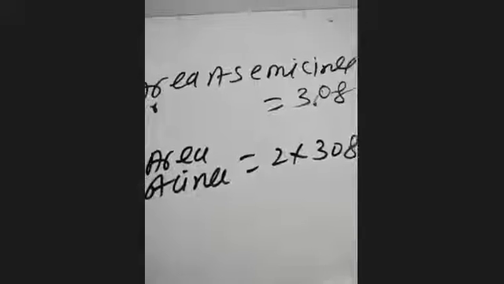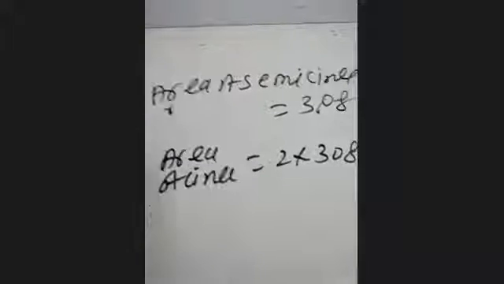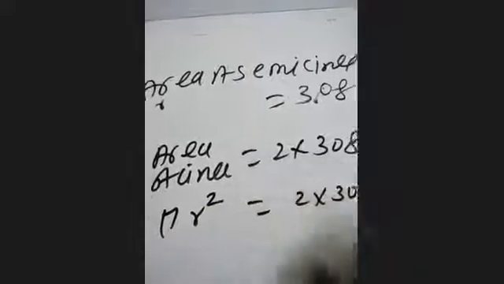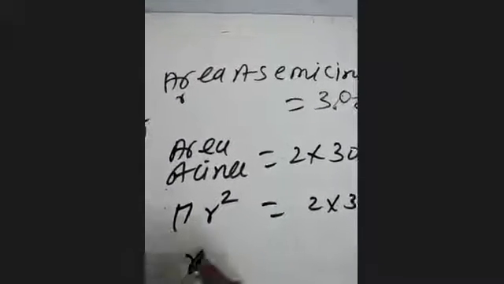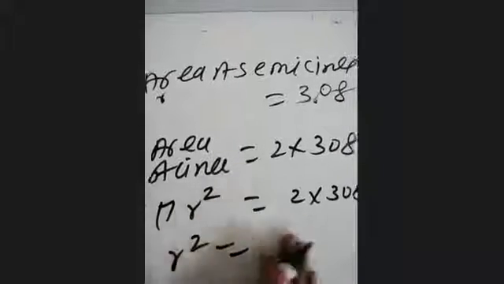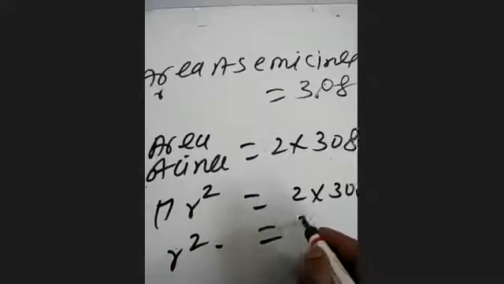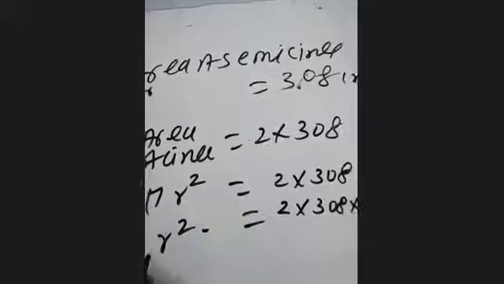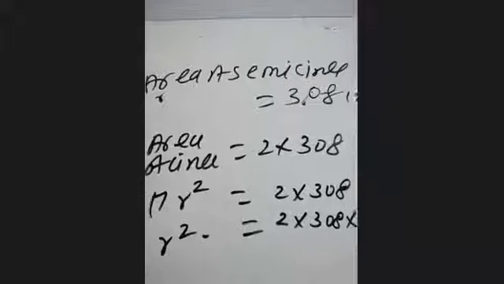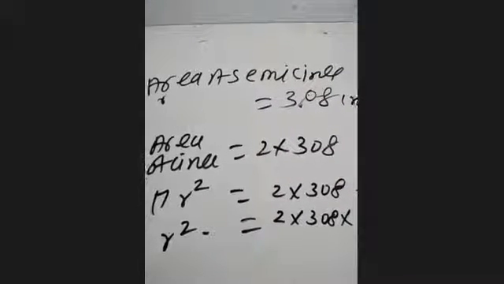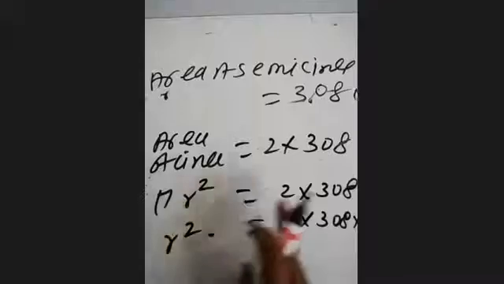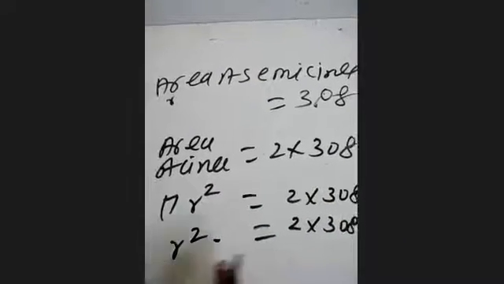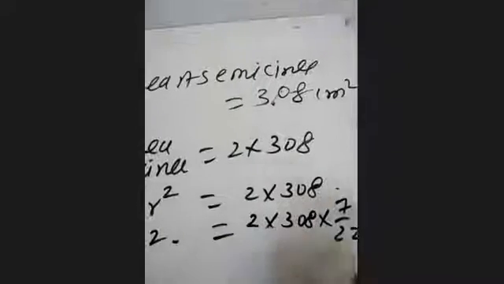Okay, 308. Now, what is the formula of area of circle? Pi r square, 2 into 308. Good suggestion, thank you. Now, what is r square? Pi means 22/7. When pi goes to the right side it becomes 7/22. So r square equals 2 into 308 into 7/22. Now you have to do this calculation.